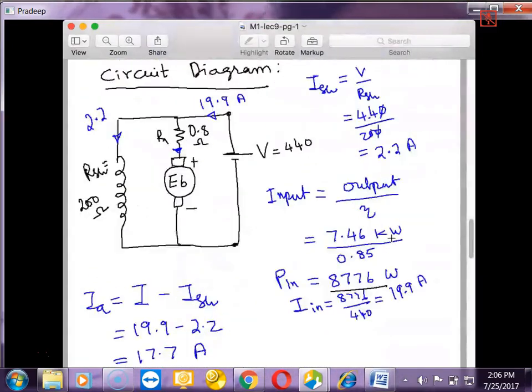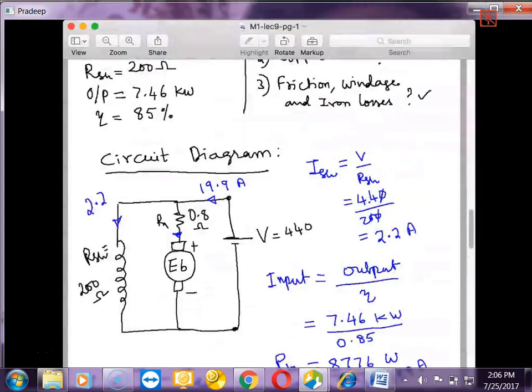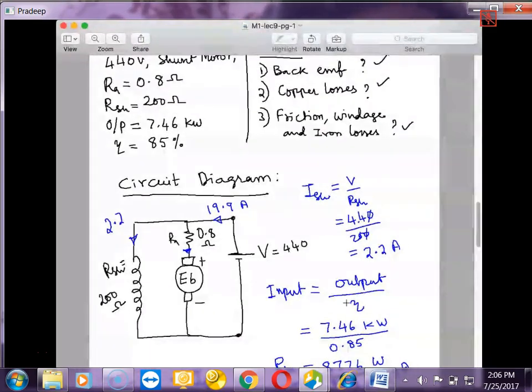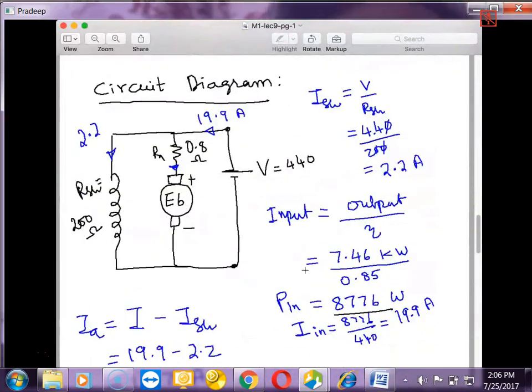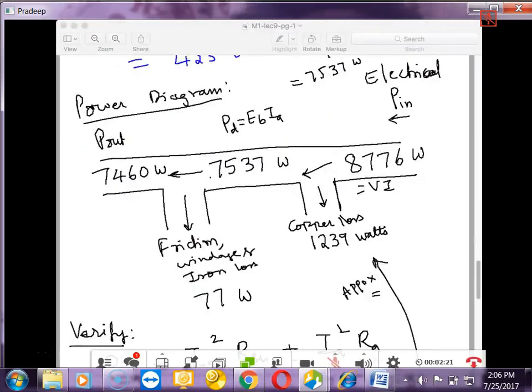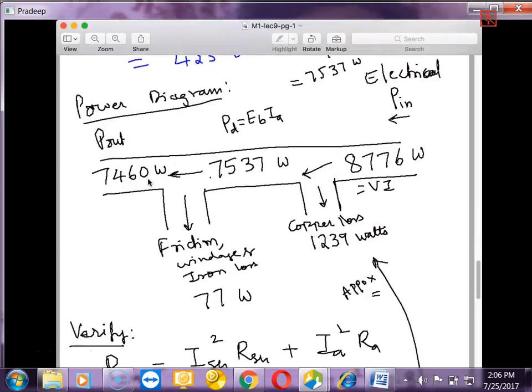And typically for solving DC machines, I introduced two types of diagrams. As you know, one is a circuit diagram that you are seeing on the screen. The other one is a power diagram. Different stages of power you can see in the diagram. On the right side there is the input electrical power, on the left side is the mechanical output power. And then we did a brief verification also in the last class.